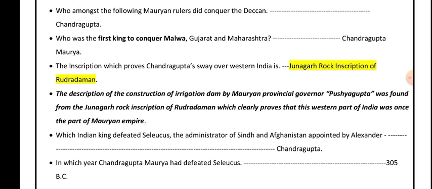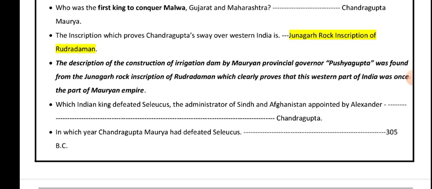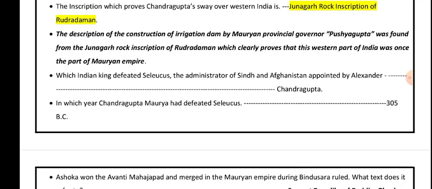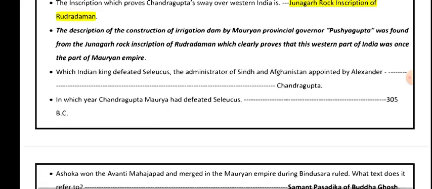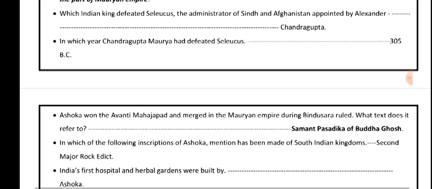Which of the following Mauryan rulers conquered the Deccan? Chandragupta. Who was the first king to conquer Malwa, Gujarat and Maharashtra? Chandragupta Maurya. The inscription which proves Chandragupta's sway over western India is the Junagadh rock inscription of Rudradaman. The description of the construction of the irrigation dam by the provincial governor Pushyagupta was found in the Junagadh rock inscription of Rudradaman, which clearly proves that this western part of India was once a part of the Mauryan Empire.